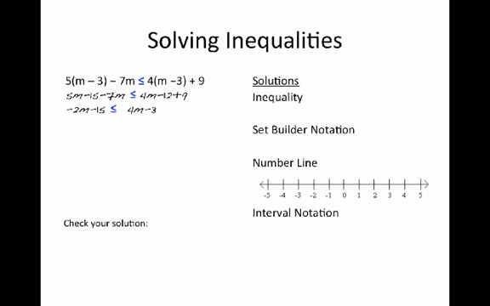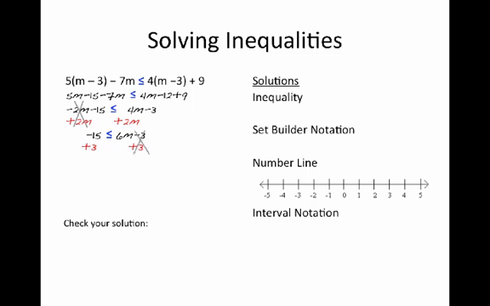I like to keep my variables positive, so I'm going to add 2m to both sides. Negative 2m plus 2m is 0. That leaves me negative 15 on the left, and 4m plus 2m is 6m minus 3 on the right. Now I'm going to add 3 to both sides to get the variable term by itself.